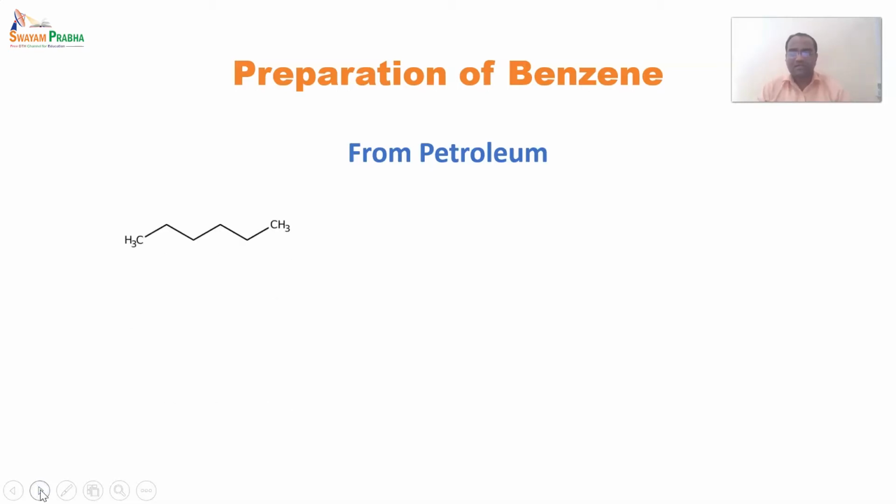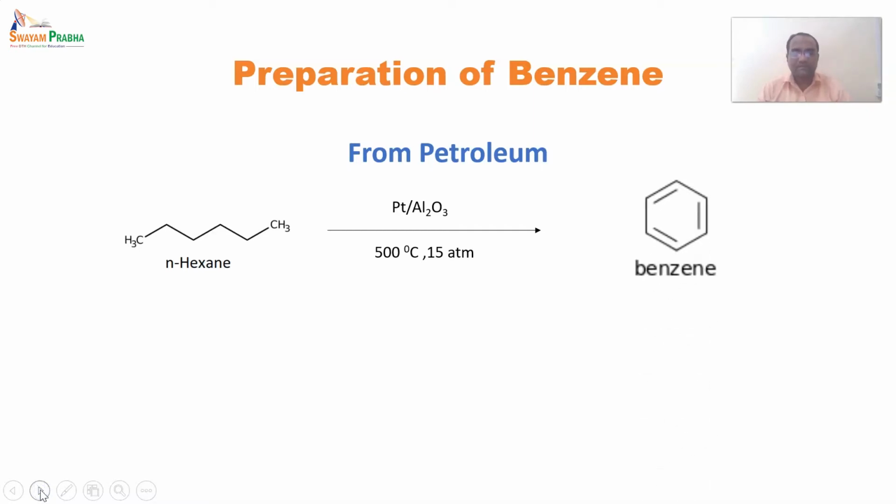So the first reaction is n-hexane. N-hexane is a straight chain compound, and when it is heated with platinum and aluminium trioxide at 500 degrees and 15 atmospheric pressure, it forms benzene. Platinum is a catalyst over here, as well as aluminium trioxide, which is also a catalyst. This reaction is carried out under drastic conditions.